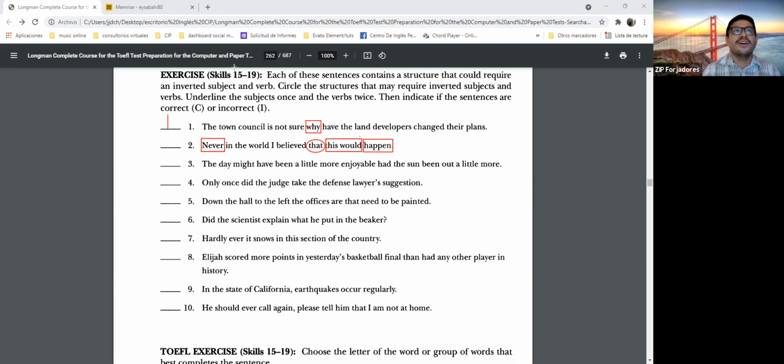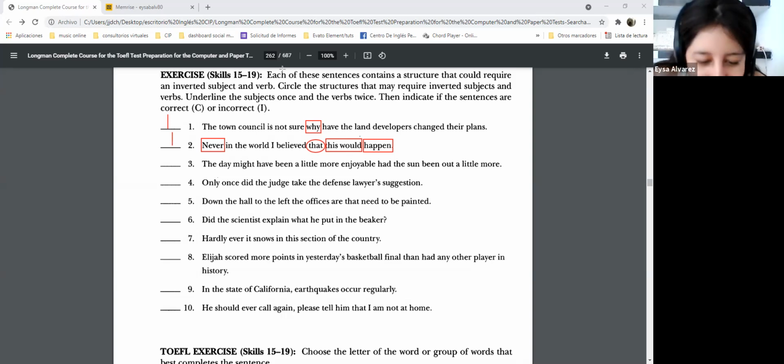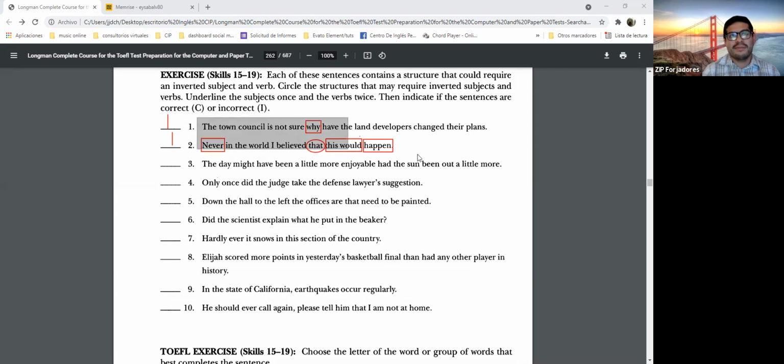All right, so it's incorrect, right? The correct one would be: never in the world did I believe. And no parts, right? Because we have the did. So the verb is in simple form because we have the auxiliary past. Good. Let's go with number three.